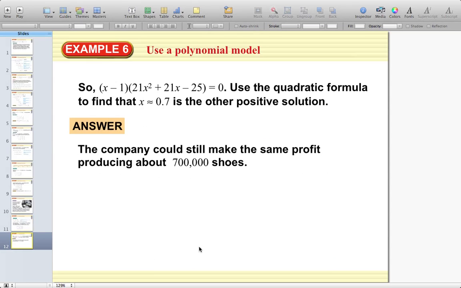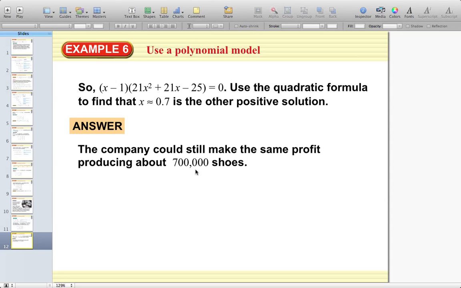So now we're going to take that, and we can't factor it because it's not factorable, but we can use the quadratic formula. The quadratic formula always works. So negative b plus or minus the square root of b squared minus 4ac, all over 2a. And when we solve that, we get the positive and negative versions. We want the positive, since obviously we can't make negative shoes. So x is approximately 0.7, so that would be 0.7 million, which is about 700,000 shoes.